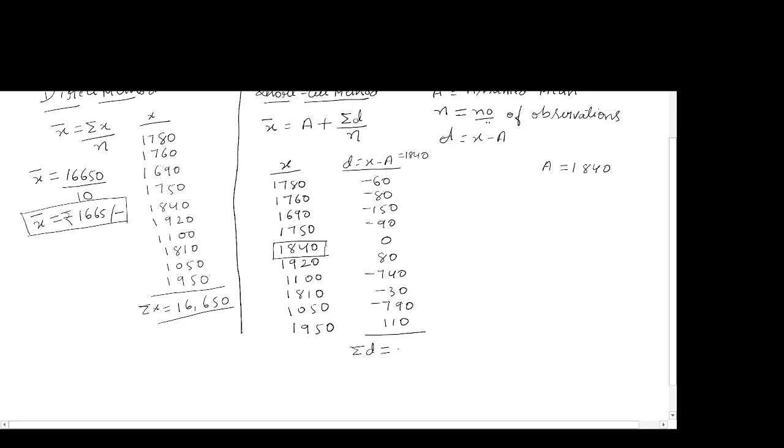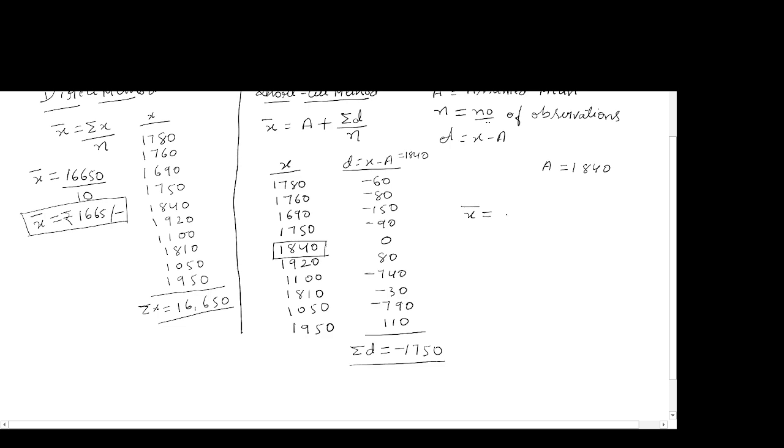So in your calculator, first press minus 60, then plus into minus 80. So plus into minus is minus. So minus 60, minus 80, minus 150, minus 90, plus 0, plus 80, minus 740, minus 30, minus 790, plus 110. Okay. So the answer you will get is minus 1750. This is the summation D value. So how much did we get? Minus 1750. Now as per the formula, we have got all the values.